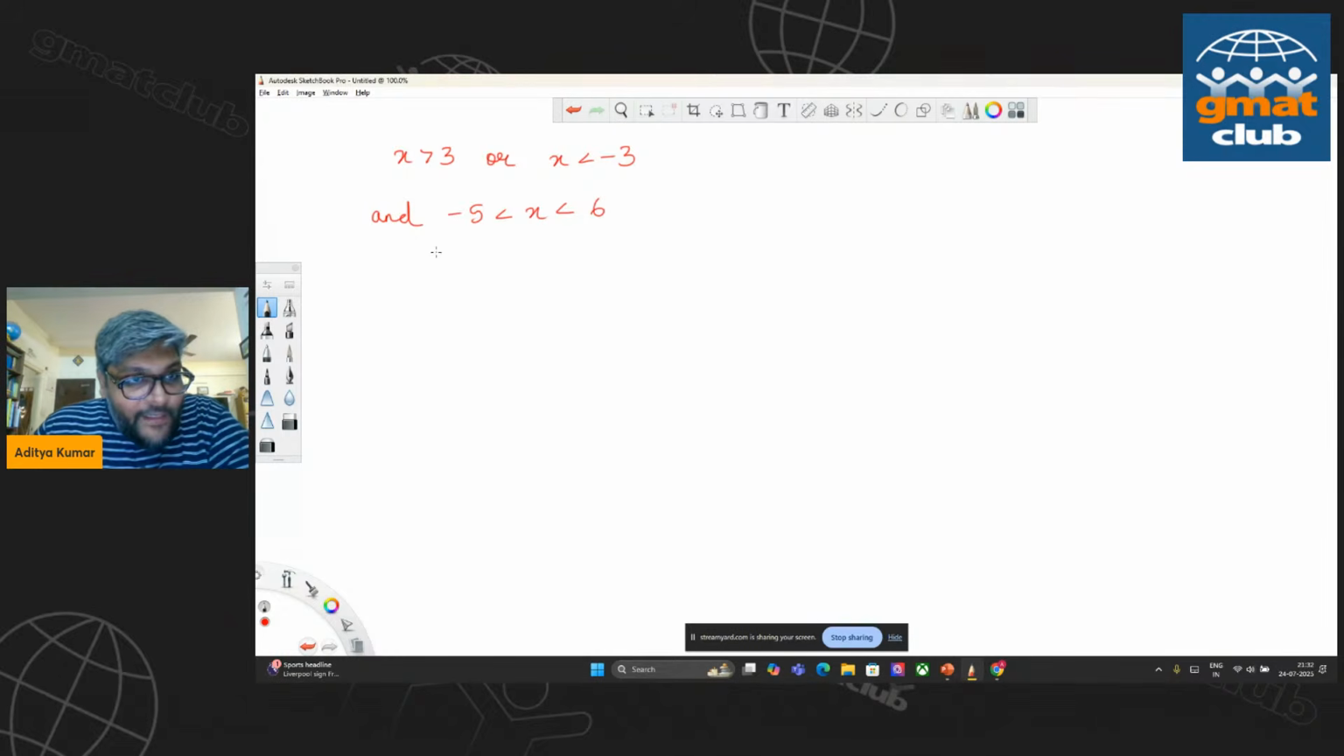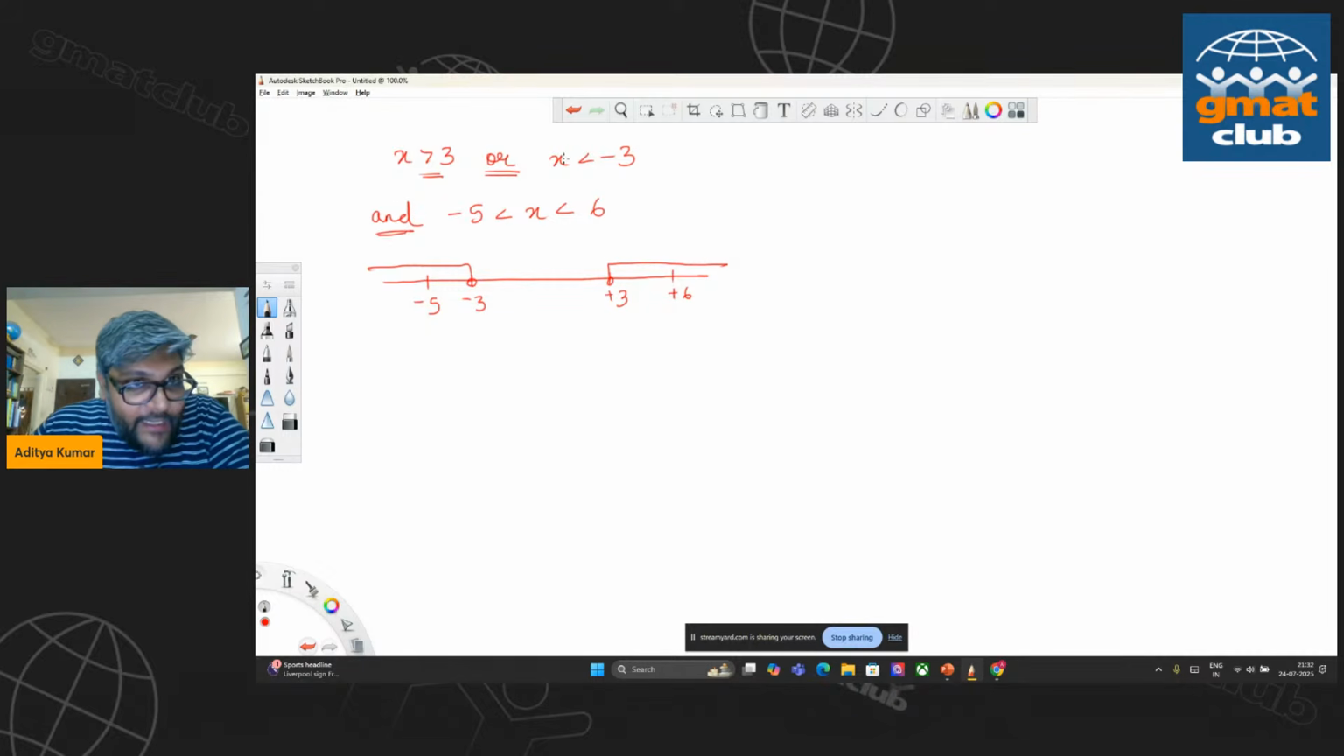Okay. So very simple. For those of you all who are still not getting this, plot them on the number line first. So I have minus 3, I have plus 3, minus 5, plus 6. So the first tells me x is greater than 3. The second says x is less than minus 3. Remember, it's an OR condition, so I don't need to worry about these two. They will hold on their own.